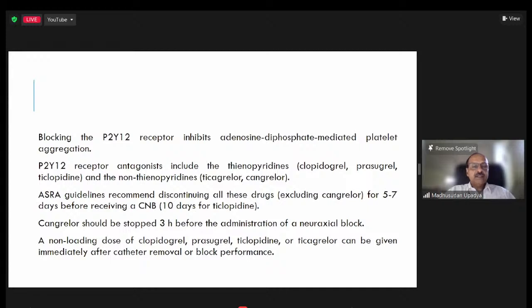Basically, the P2Y12 receptor antagonists include the thienopyridines like clopidogrel, prasugrel, ticlopidine. And then there are non-thienopyridines like ticagrelor and cangrelor. The ASRA guidelines recommend discontinuing all these drugs, excluding the cangrelor, for 5 to 7 days before receiving a central neuraxial blockade, 10 days for ticlopidine. When the patient is on ticlopidine, make sure that the patient is off for 10 days.